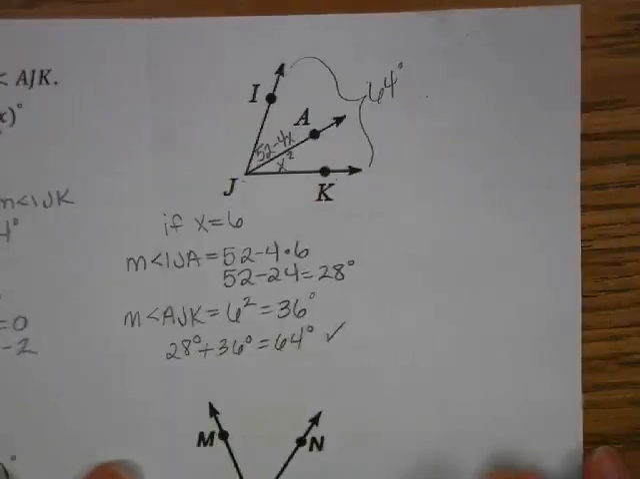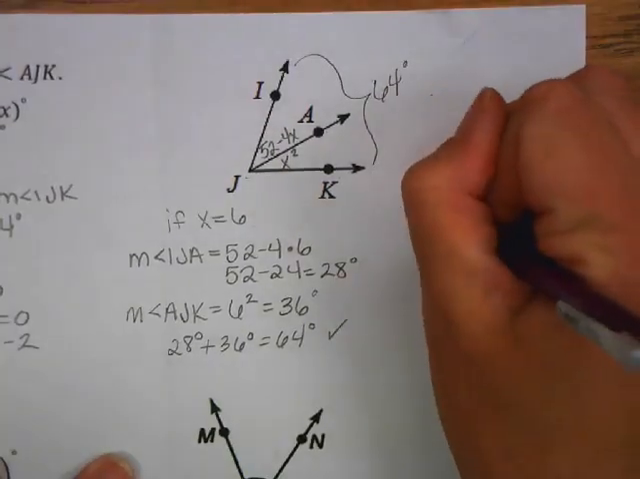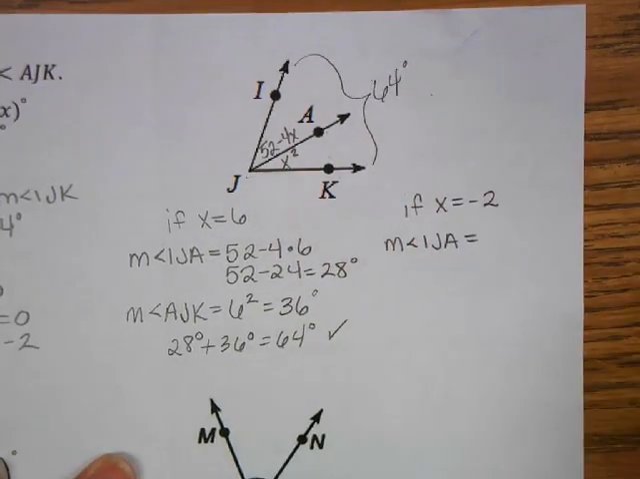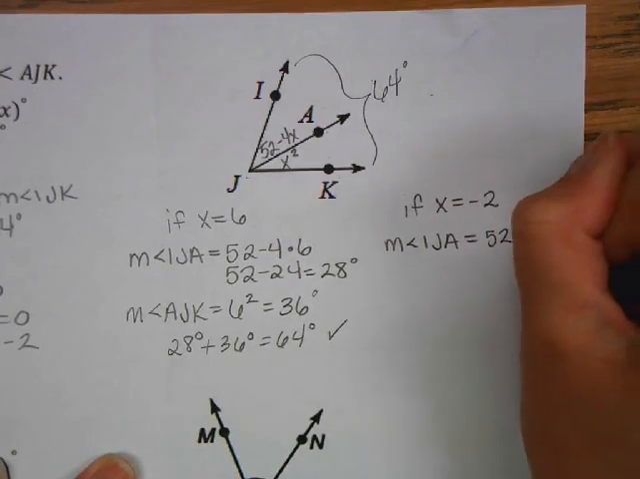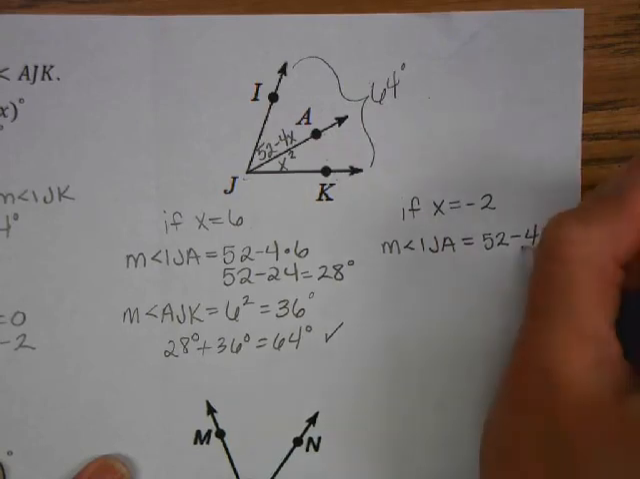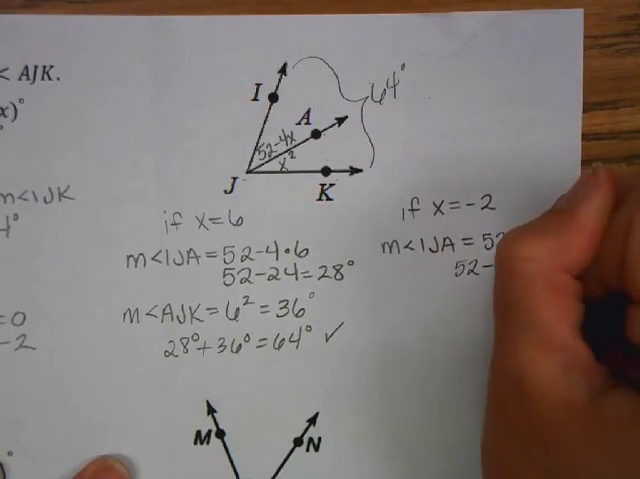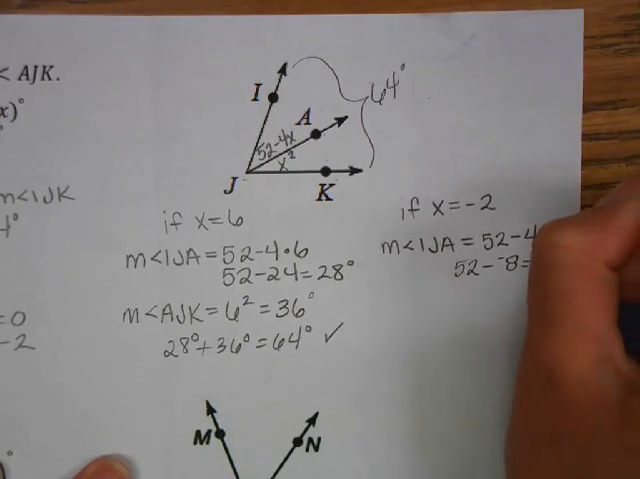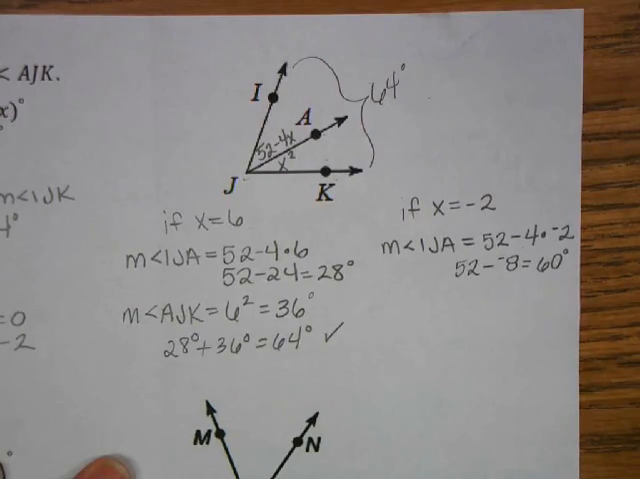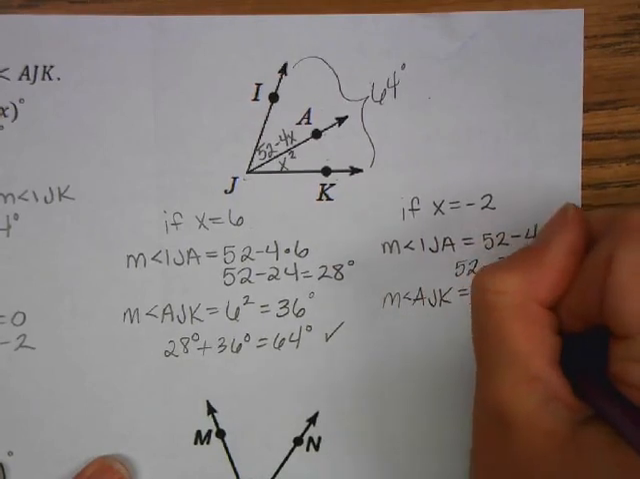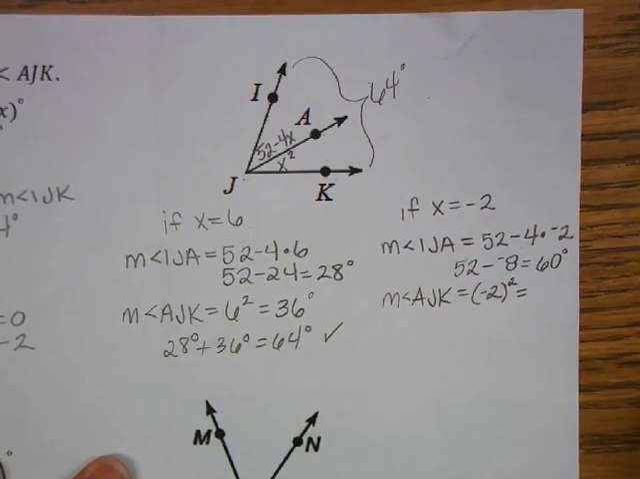And then you're going to do the same thing for -2. So if x was -2, then the measure of angle IJA is 52 minus 4 times -2. 4 times -2 is -8, and 52 minus -8 is the same as 52 plus 8, which is 60 degrees. The measure of angle AJK would be -2 squared, which is -2 times -2, which is 4.